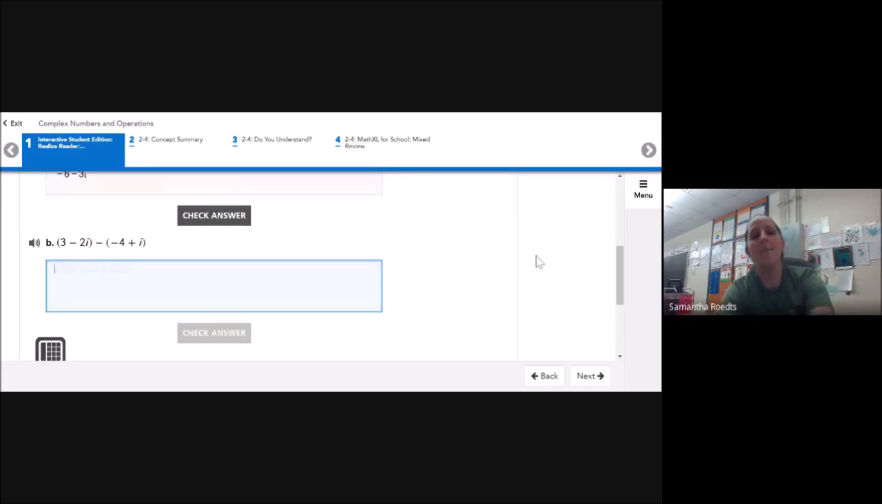3 minus 2i minus negative 4 plus i. So I'm going to rewrite this expression, distributing the negative sign, which would give me negative, negative makes a positive, negative, positive makes a negative. Okay, then I'm going to go ahead and add my real numbers together. 3 plus 4 is 7, and negative 2i plus negative i equals negative 3i. So I have 7 minus 3i.